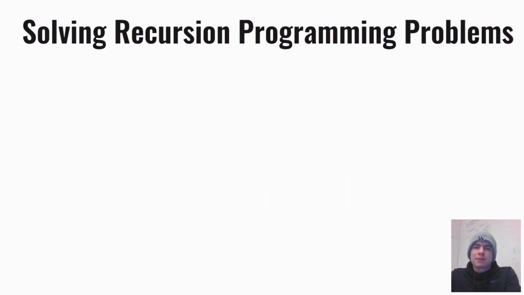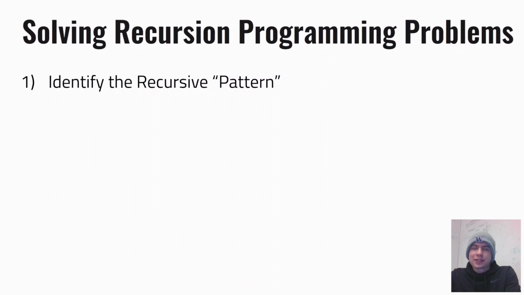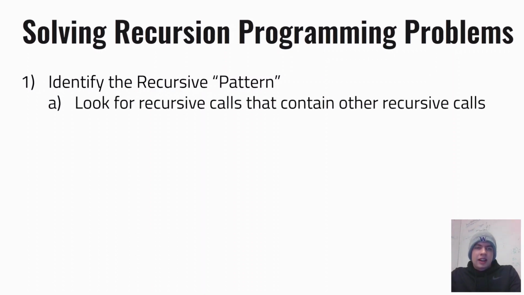And we can break down the process of solving any recursive programming problem into 3 simple steps. The first one is identify the recursive pattern. Try to spot a subsequent recursive call inside of another recursive call. Or not even the call, but the outputs. Try to find a way where you can define a recursive pattern or see that in our outputs. And we'll see an example of this coming up. Or in other words, it's just looking for recursive calls that contain other recursive calls.